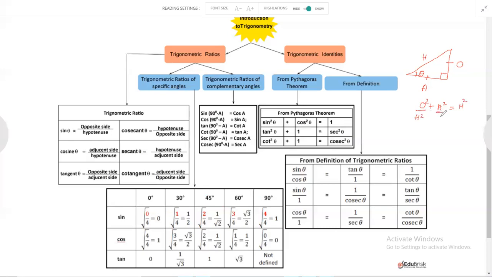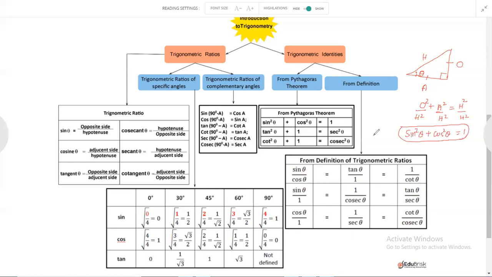So we get O square divided by H square plus A square divided by H square is equal to H square divided by H square. This is O by H the square. O by H means opposite by hypotenuse, which is sine. So square of that is sine square theta. Whereas adjacent by hypotenuse is cos. So square of that is cos square theta, is equal to H square by H square, that is 1. So we got this identity, sine square theta plus cos square theta is equal to 1.